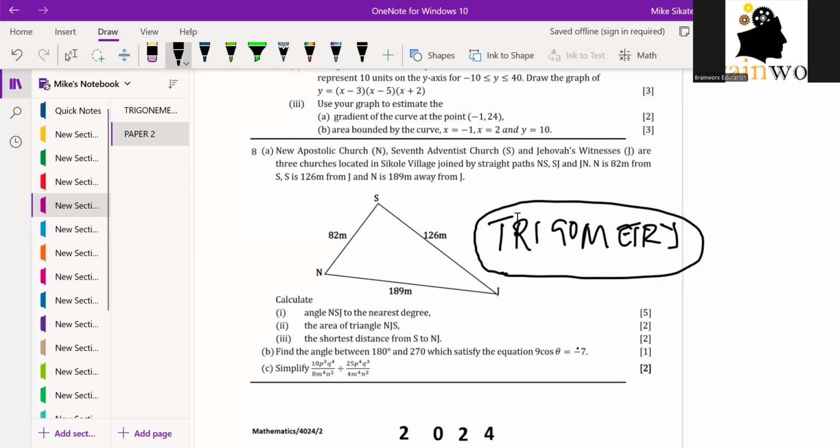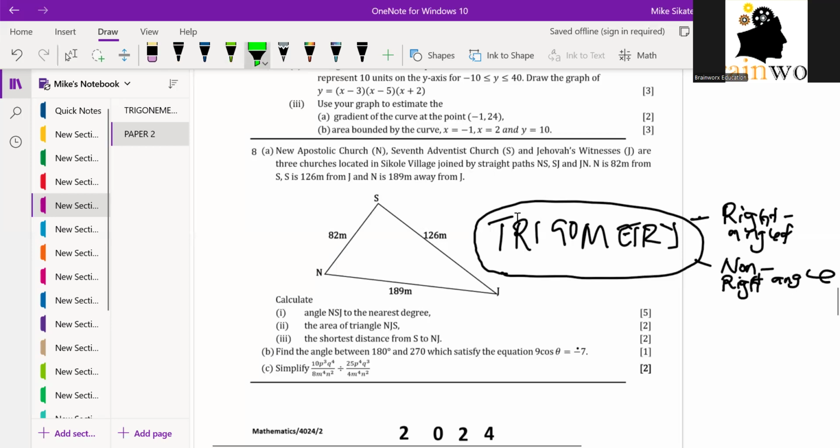So I'm here to help you answer this trigonometry question. And trigonometry is basically split into 3 categories. So you're going to see trigonometry of right-angled triangles. You're going to see trigonometry of non-right-angled triangles. And you're going to see something like this, which is called trigonometric equations.